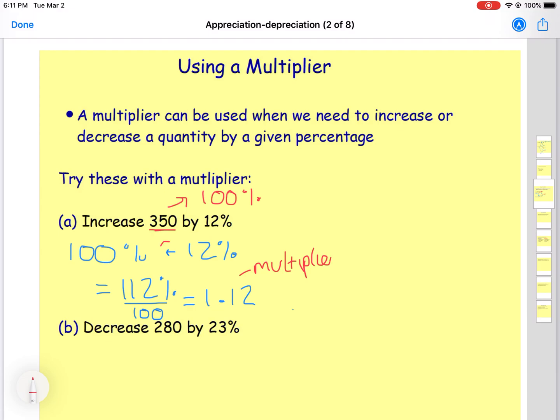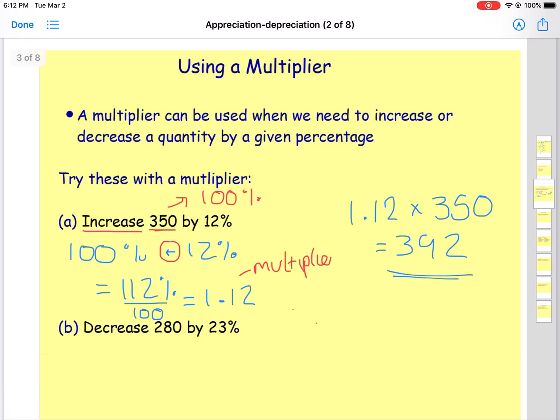Okay, I was adding here since we have to increase by the percentage. You might notice this is basically a recap of what we did in class previously looking at percentages. So you may recognise this procedure. Once we have that multiplier, it is 1.12 times by the original, which is 350, and we can pop that into our calculator and get 392 out at the end.